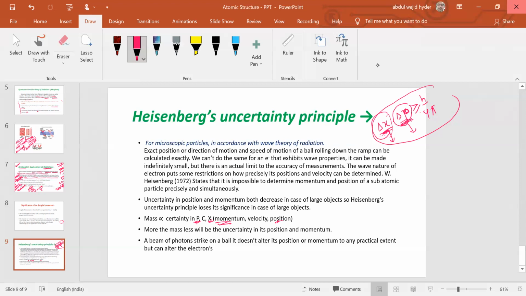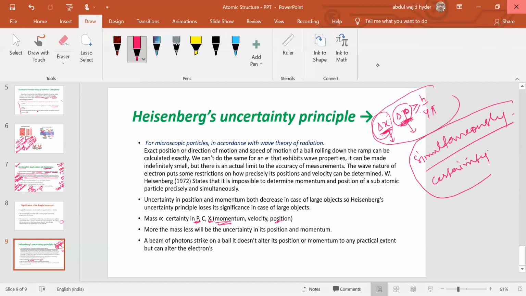Yes, sir. Listen once again: change in position and change in momentum of a microscopic particle can't be determined simultaneously with certainty. Two words here are keywords. If you are not writing "simultaneously", then you will get 0. If you are not writing "certainty", then also you will get 0.